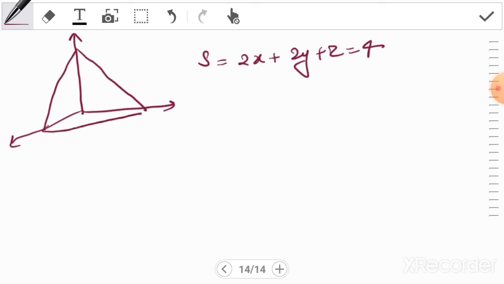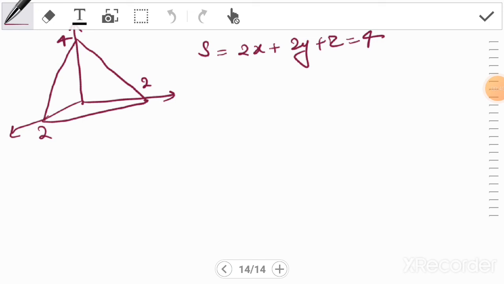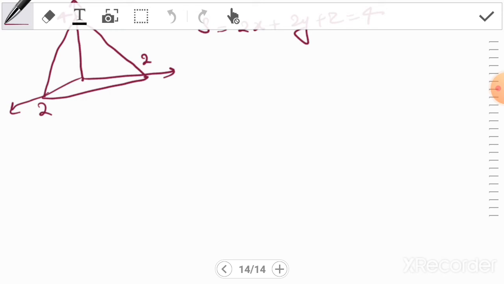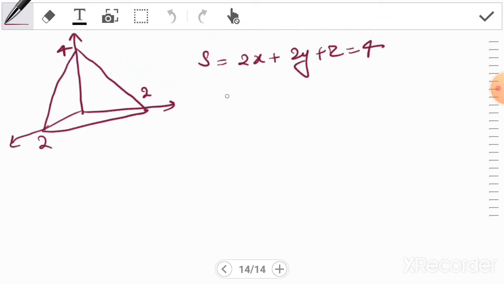Let's say we have here 4, 2 and 2. So we need to set up bounds or limits of integration. So let us assume we are under the plane and in the first octant. So we have the limit for z, 4 minus 2x minus 2y. Yes, I simply wrote z in terms of y and x.